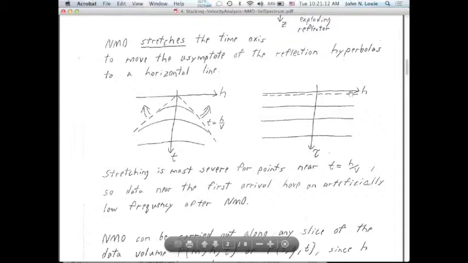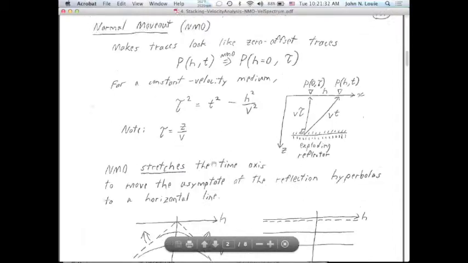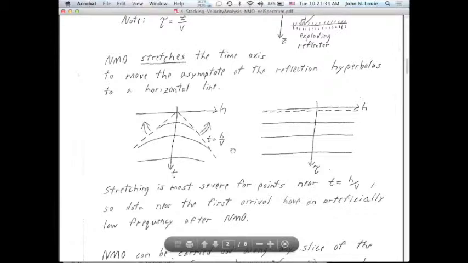I have a question. Does it stretch out time near the zero offset, or does it contract time near the far offsets? At h equals zero, NMO correction does nothing. Okay, so then it more like contracts? It stretches time. Out there, the time is going to be less. Tau is less than t.